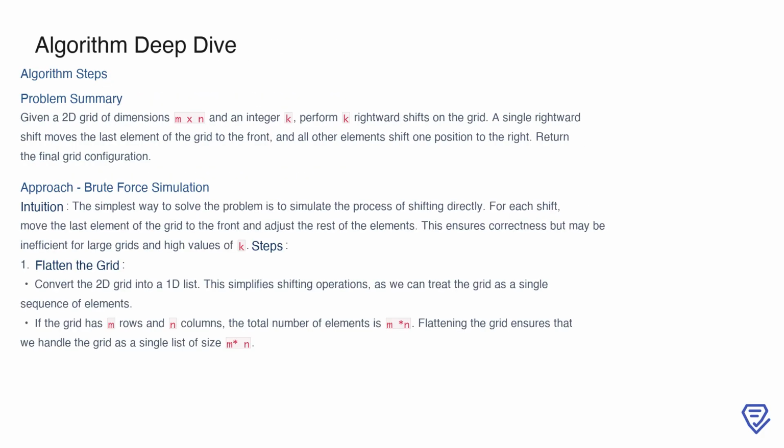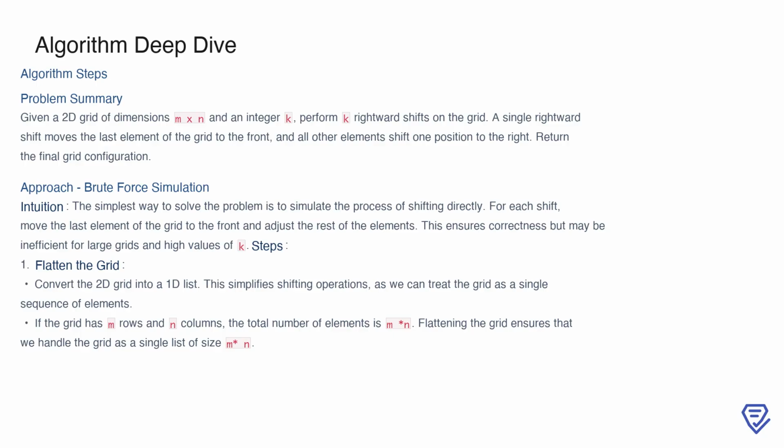To tackle the problem, we need to understand the process of shifting elements in a 2D grid. The task involves taking a grid with m rows and n columns and performing k rightward shifts. A single rightward shift means the last element in the grid moves to the front, and all other elements slide one position to the right. This is repeated k times, and we need to return the final grid configuration.